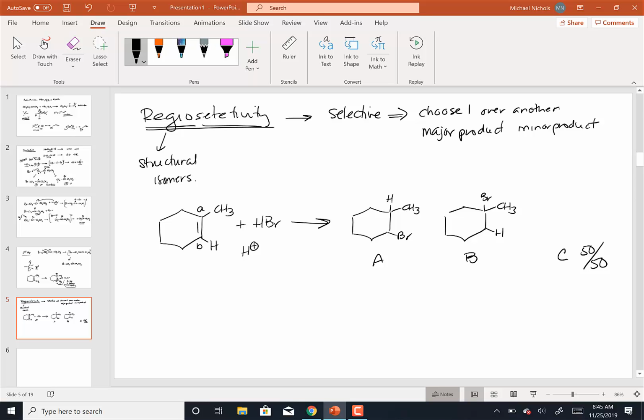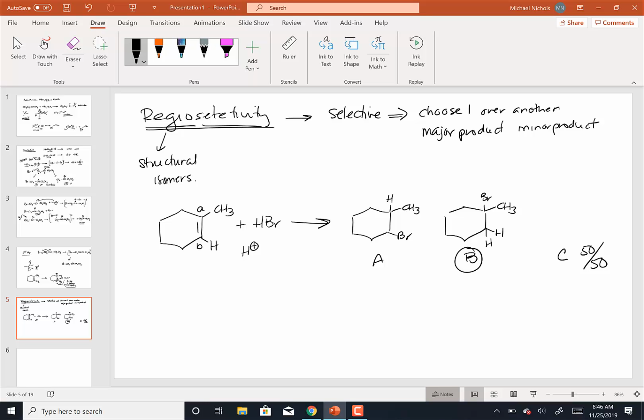H plus is going to add to carbon 3, 1, 2. Thank you. Which makes product B. But wait, your vote was 17 to 8 for A. Guess we can't trust your vote. So B is the major product. That's the Markovnikov addition.